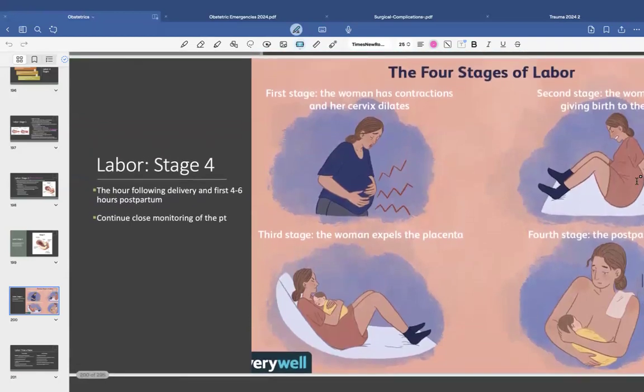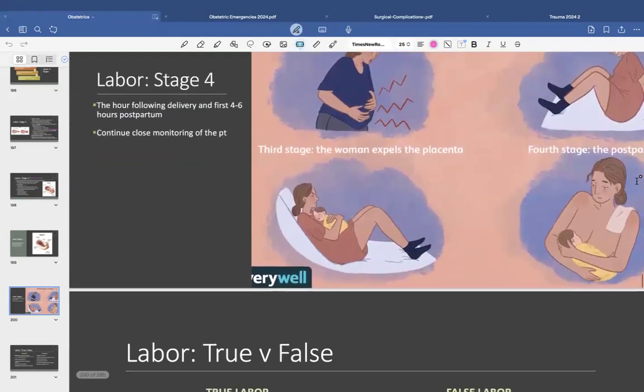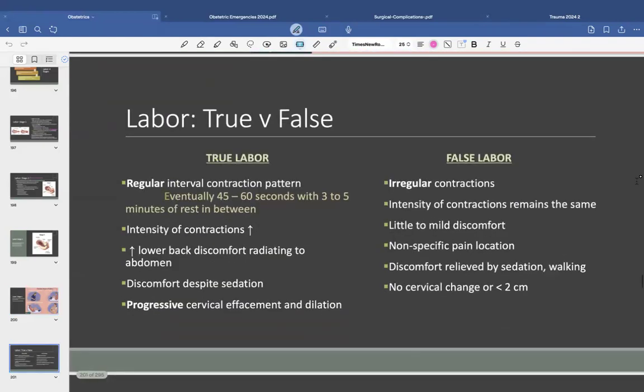Other people may have contractions where they say, I had a contraction, but that was 30 minutes ago. I had a contraction that was 20 minutes ago. That's more likely false labor. In true labor, the intensity of the contractions goes up. So it gets worse. And in false labor, they stay about the same. Well, I had a contraction 20 minutes ago. Had another one that felt the same.